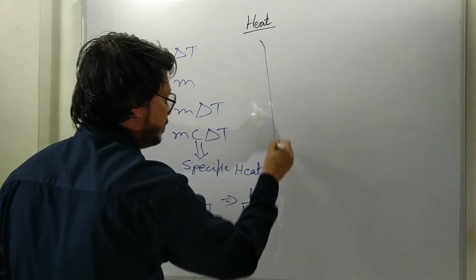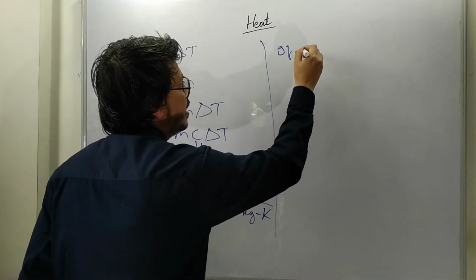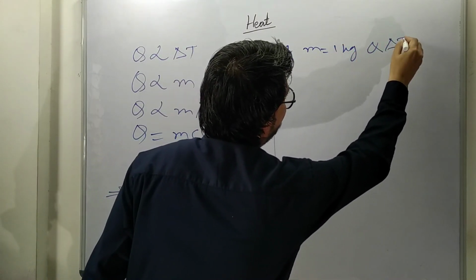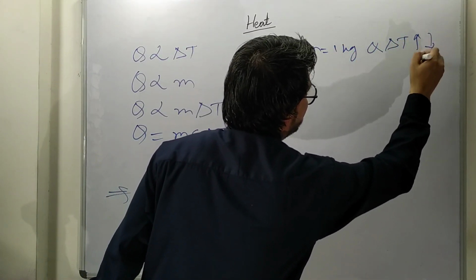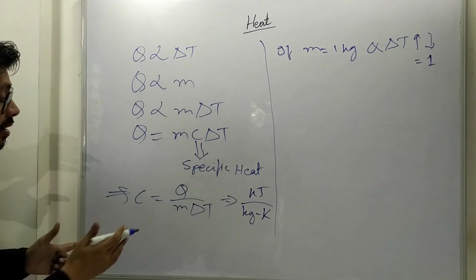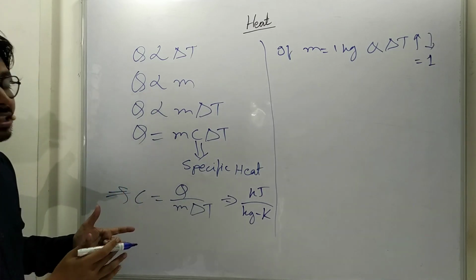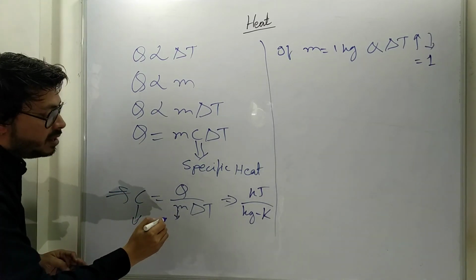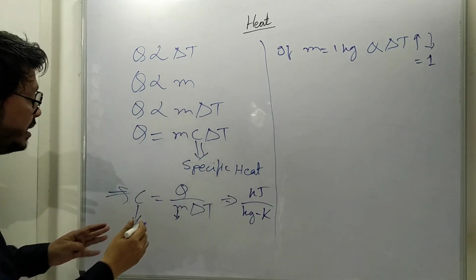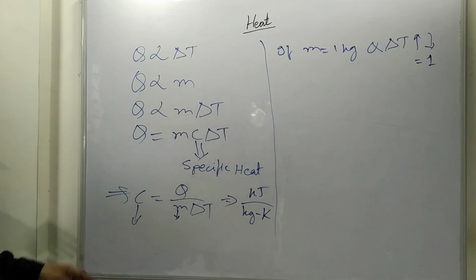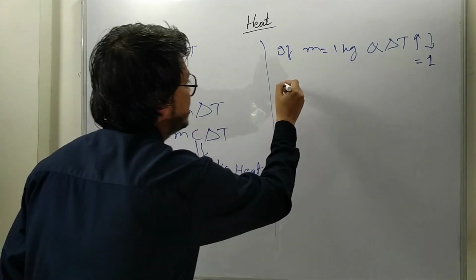Now if m is equal to 1 kg and the change in temperature, either increase or decrease, is equal to unity, then the heat transfer required to fulfill this condition is known as specific heat. So when the mass is 1 and the change in temperature is unity, then the heat transfer required to fulfill this condition is known as specific heat.